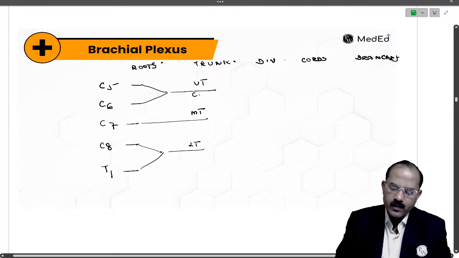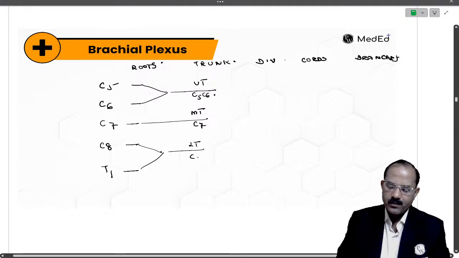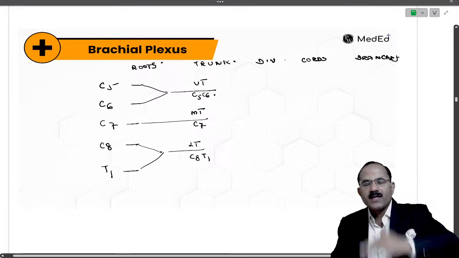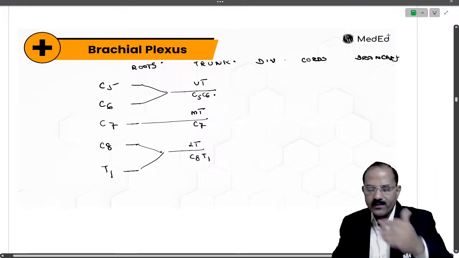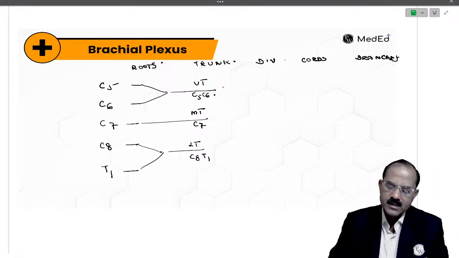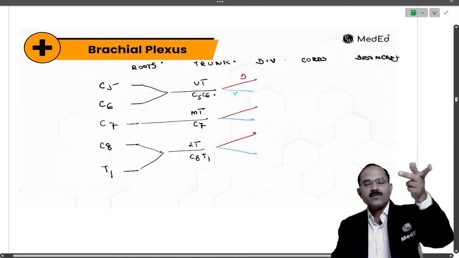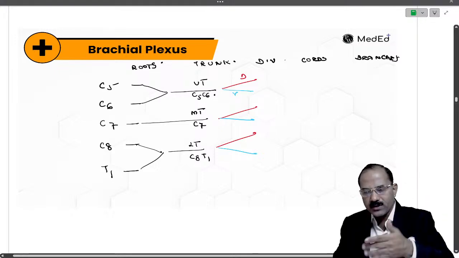What is the root value of upper trunk? C5, C6. Root value of middle trunk? C7. Root value of lower trunk? C8, T1. Now, each of these trunks will divide into dorsal and ventral divisions. So I draw this as a dorsal division, and this will be the ventral division. So each of the trunks divides into dorsal and ventral divisions.